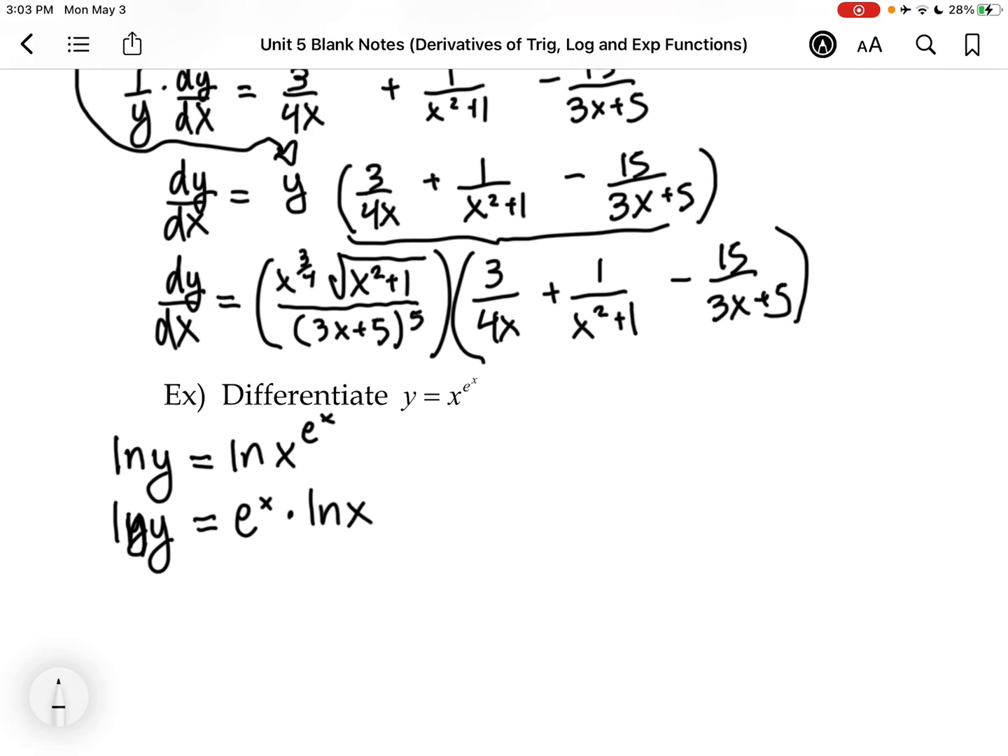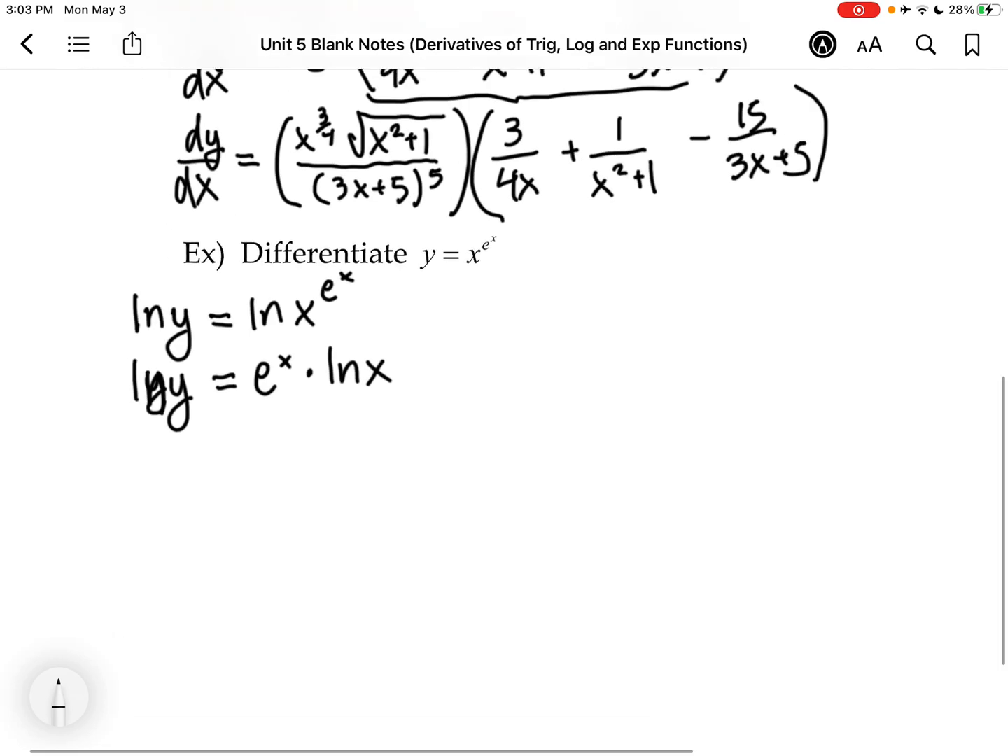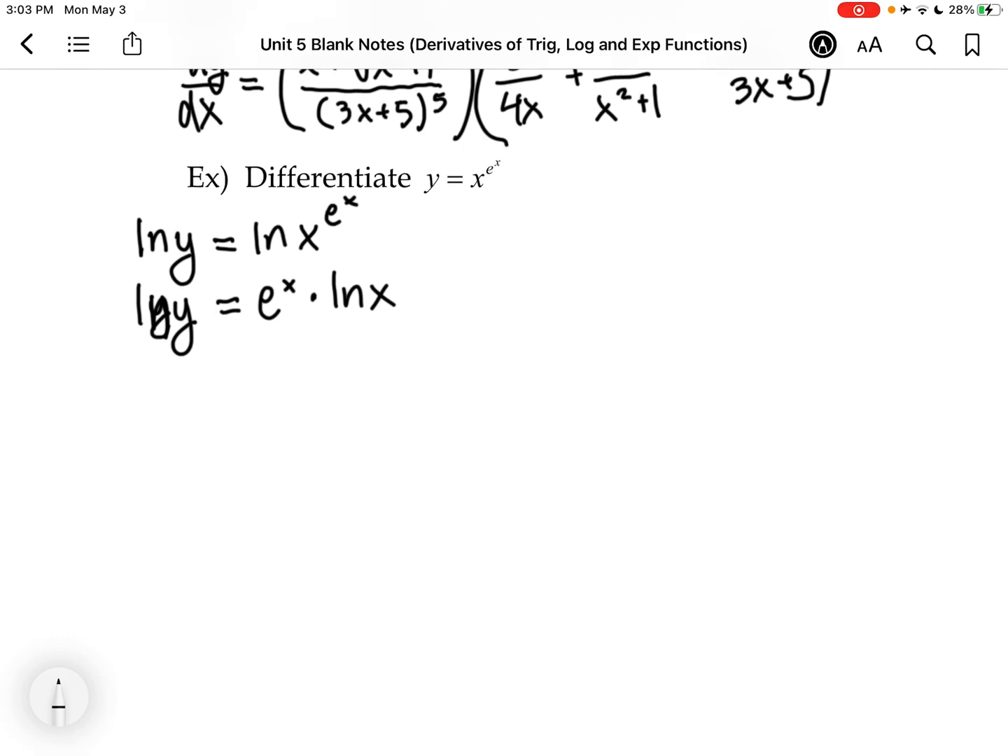Okay, and now on the right side, I just have to deal with a product rule. So now I'm ready to differentiate with respect to x. On the left-hand side, I'm going to have again 1 over y times dy dx. And on the right side, I have u prime v. Well, u prime and u are the same. They're both e to the x. So u prime is just e to the x. v is ln x, plus uv prime. u is e to the x. v prime is, if v is ln x, v prime is 1 over x.